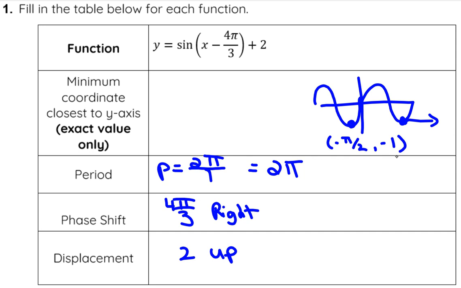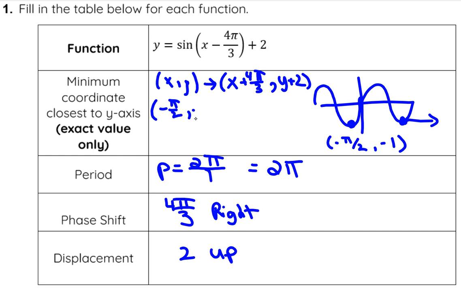So let's come up with a mapping notation here. So I have x, y is going to become, so for y value, the +2 on the outside, y + 2. And then for x value, remember horizontal lies, move it 4 pi over 3. Since it's minus, I'm actually going to the right. So let's take that point of negative pi over 2 and negative 1 and run it through this mapping notation.